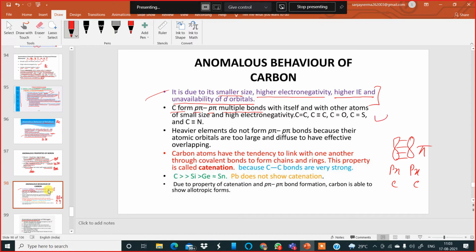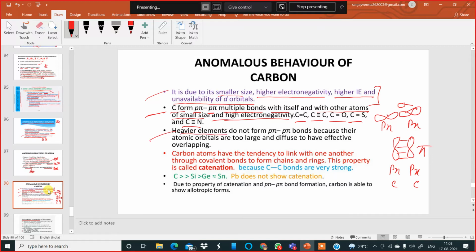If the orbitals overlap head on, this way, if these are p orbitals, px, if they overlap head on, then it forms sigma bonds. So here carbon forms p-pi multiple bonds with itself and with other atoms of small size and high electronegativity. That's why we have carbon-carbon double bond, carbon-carbon triple bond, carbon-oxygen double bond, carbon-sulfur double bond, and carbon-nitrogen triple bond, and cyanides. So remember this, it forms p-pi multiple bonds with itself or other elements like oxygen, sulfur, and nitrogen.